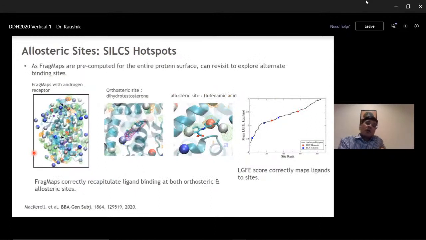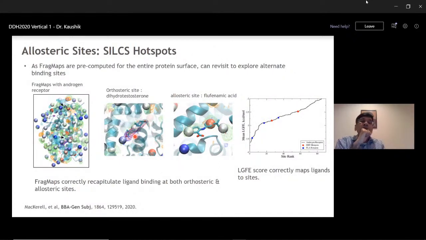So one advantage of running the silk simulation is the fact that you have these frag maps that are pre-computed, and you can keep going back to these pre-computed frag maps to get new data or new information. And here's an example of that. This is a silk simulation that we ran with the androgen receptor, and from the silk simulation, of course, you get the affinity patterns of these different probe molecules across the entire protein surface, including the fully buried orthosteric binding site.